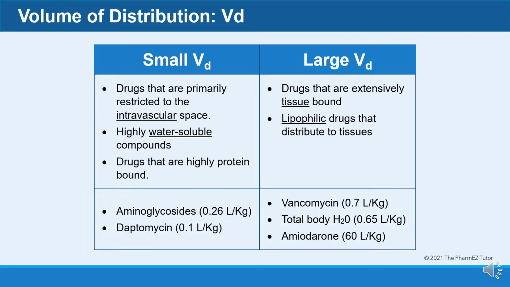Some examples of drugs with small VDs are aminoglycosides, 0.26 liter per kilo, and daptomycin, 0.1 liter per kilo. Drugs that have large volume distributions include vancomycin, 0.7 liter per kilo, total body water, 0.65 liter per kilo, and amiodarone, which has a very large and wide volume distribution of 60 liters per kilo.